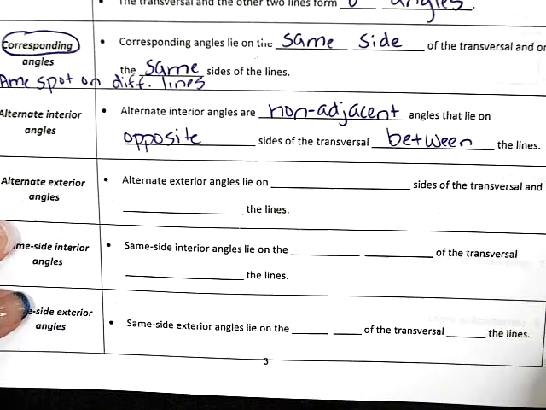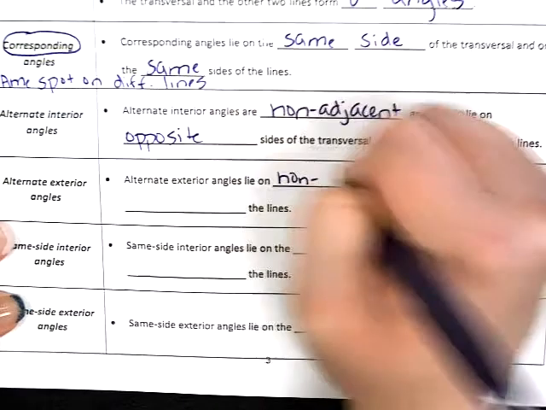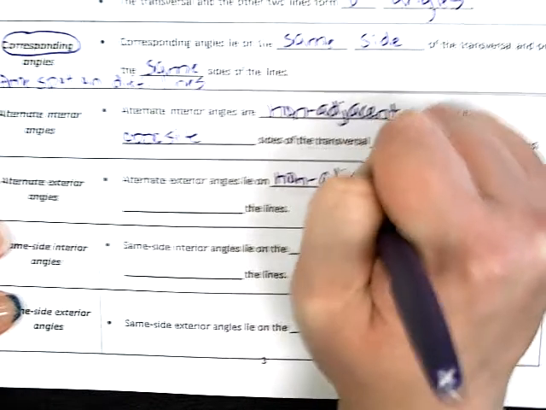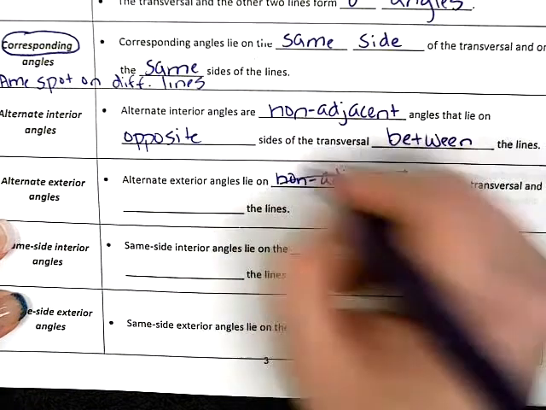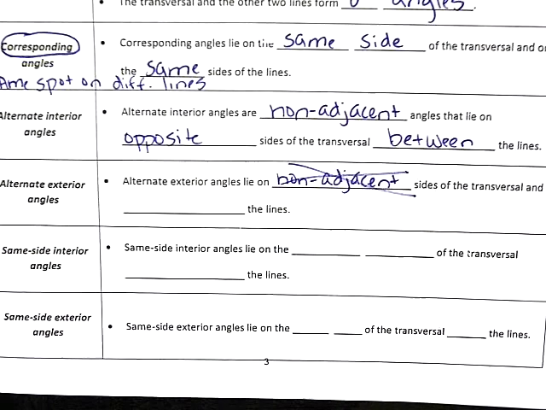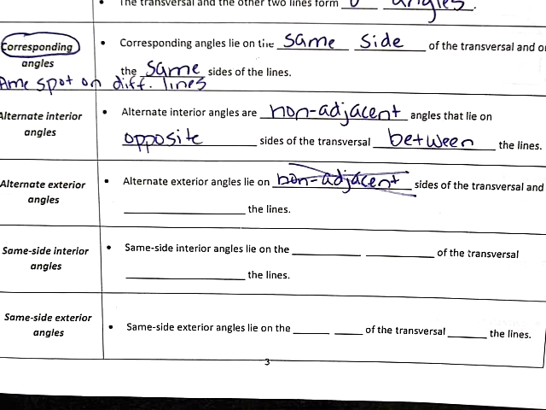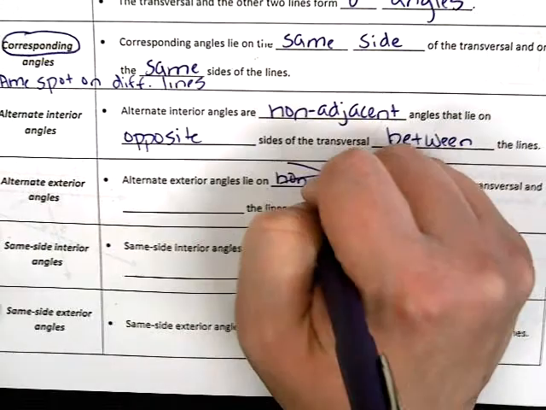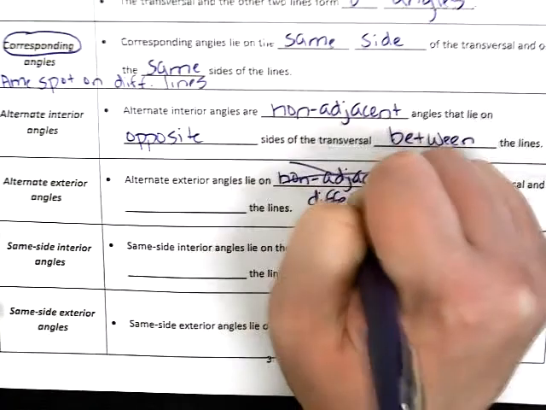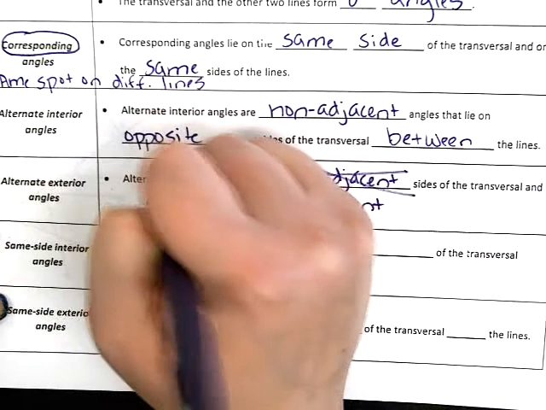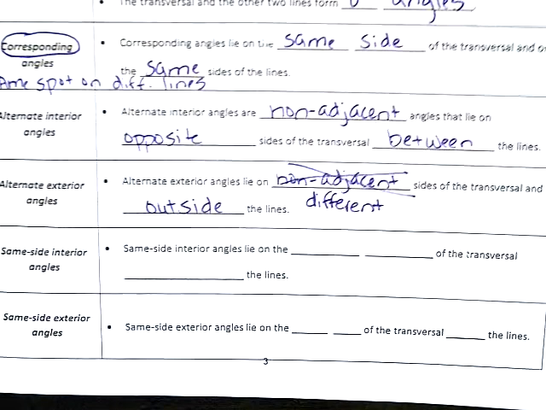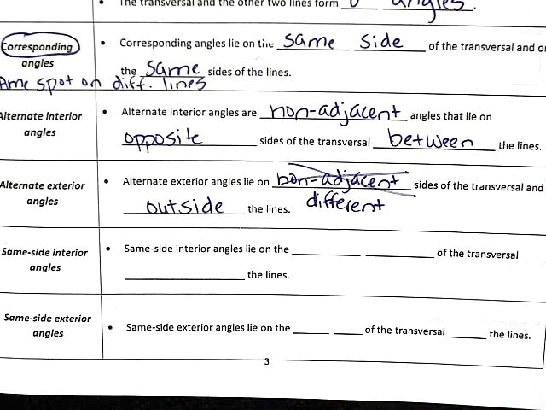Alternate exterior is very similar. Sorry, let me try that again. Alternate exterior angles lie on different sides of the transversal. And they are outside the lines. Sorry, I started rereading the other one, so cross that out. That should be different, my bad, but they are also non-adjacent.